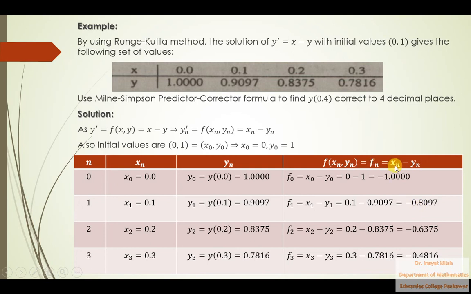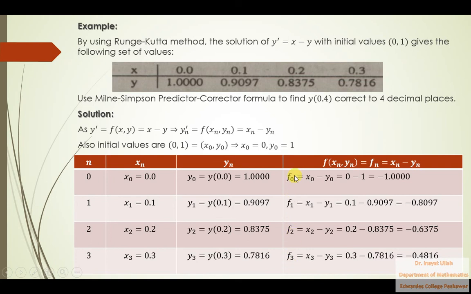Similarly, f2 will be equal to x2 minus y2, where this is x2 and this is y2. So x2 minus y2 is equal to this value, and the last one will be f3. f3 is equal to x3 minus y3, where this is x3 and this is y3. So f3 is equal to this value. That was the first step, to calculate the corresponding values of the function.